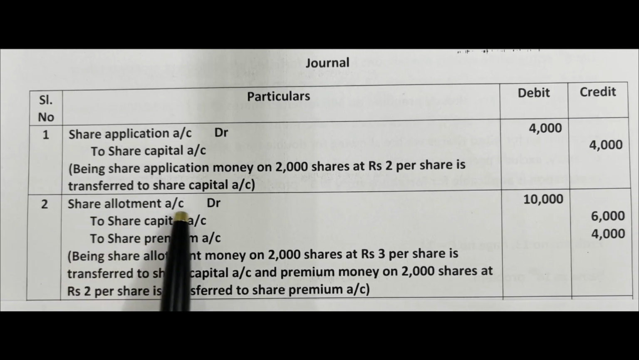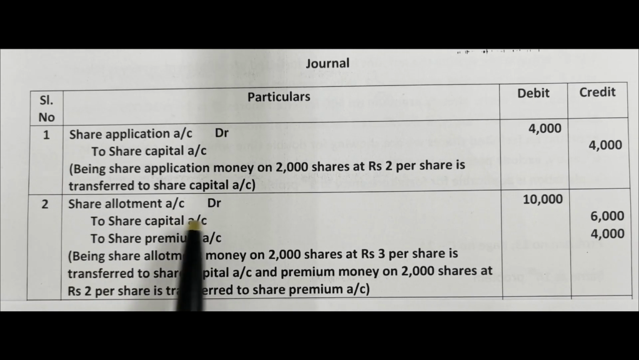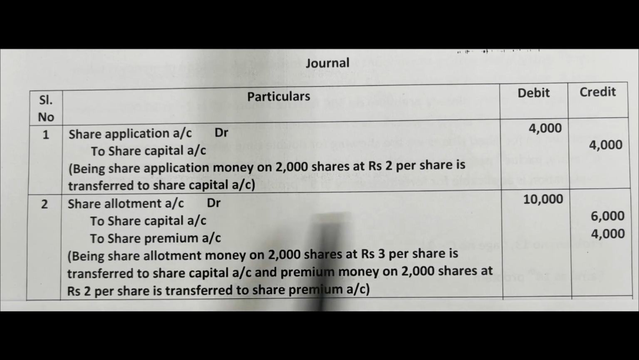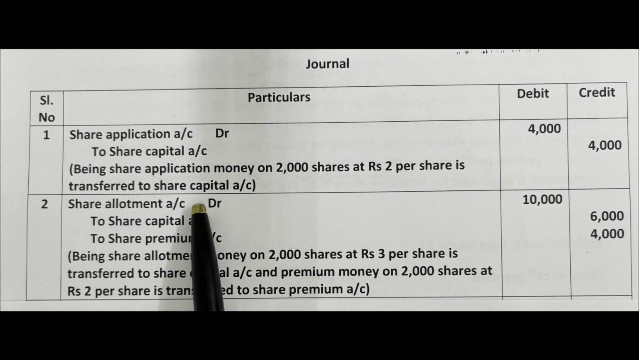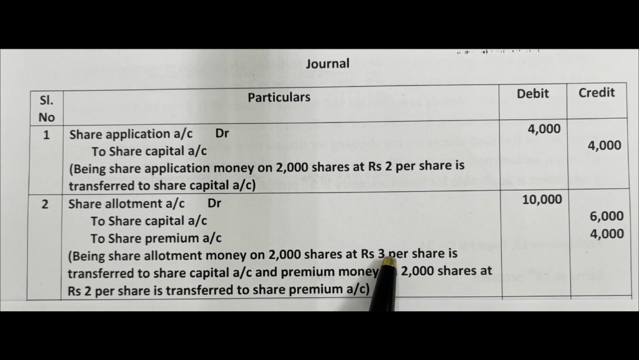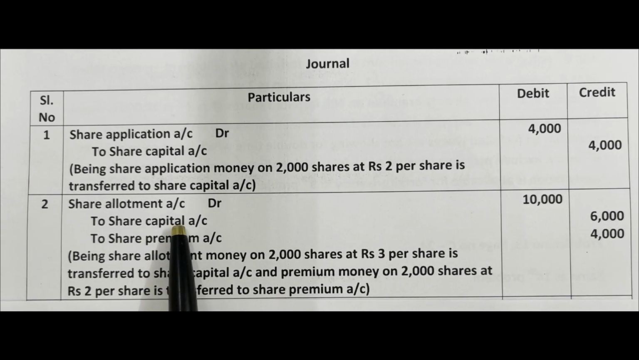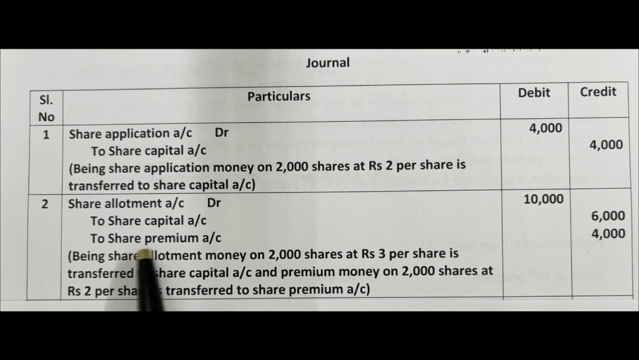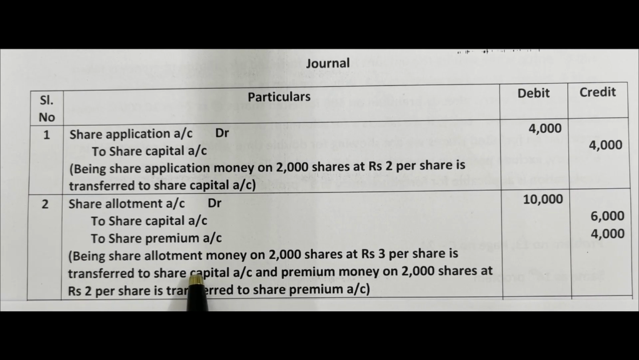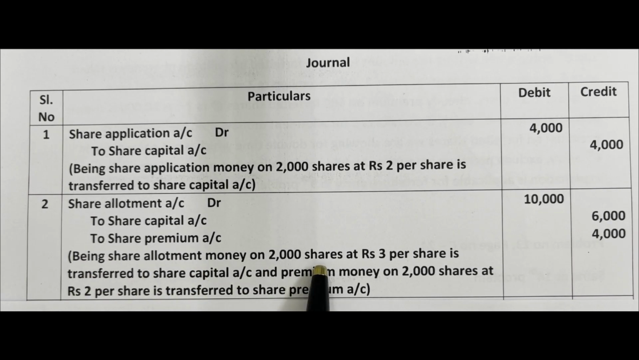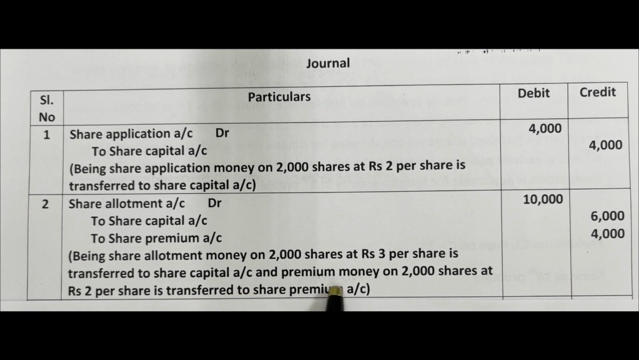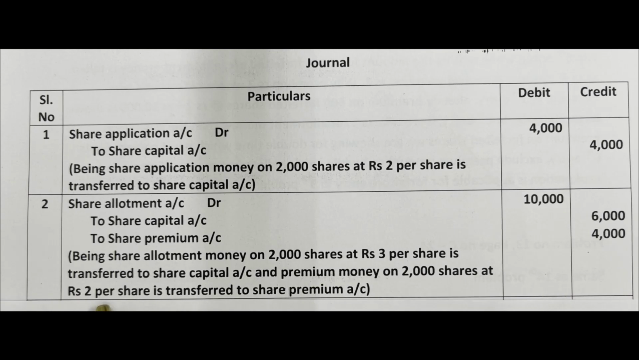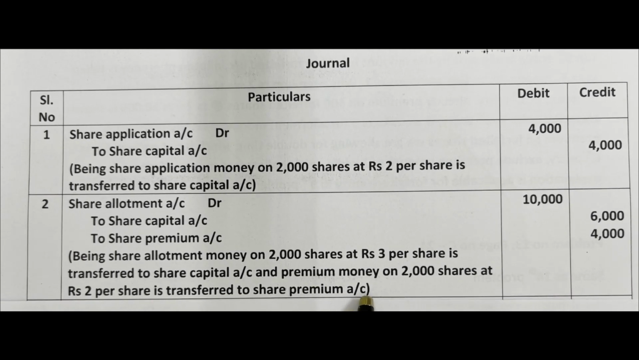Second entry, share allotment account debit to share capital account and to share premium account. Narration: on 2,000 shares at the rate of 3 rupees each, 6,000 we are transferring to share capital. On 2,000 shares at the rate of 2 rupees each, 4,000 we are transferring to share premium account. Mention that as a narration. Being share allotment money on 2,000 shares at 3 rupees per share is transferred to share capital account, and the share premium money on 2,000 shares at 2 rupees per share is transferred to share premium account.